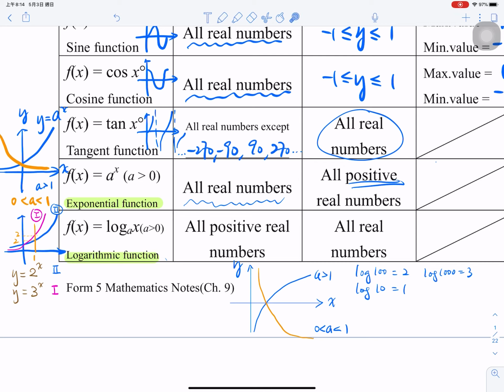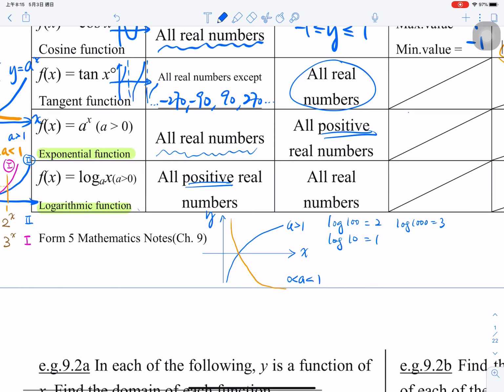So here about the log function, you see that the domain is only here, that means all positive real numbers for the domain. The curve will not lie on the left hand side of the y-axis, so the domain is only all positive real numbers. How about the range? The range is all real numbers.